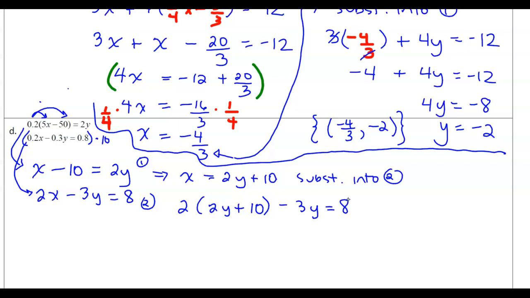Sarah, are you doing this? Okay, expand out. This is nice because 4y minus 3y is just 1y, right? So that's going to be y plus 20 equals 8. So y equals negative 12.